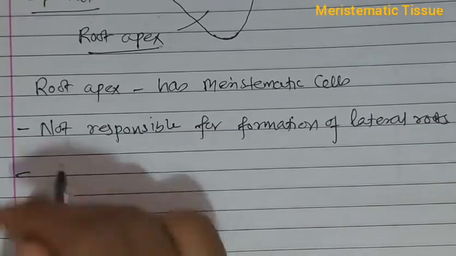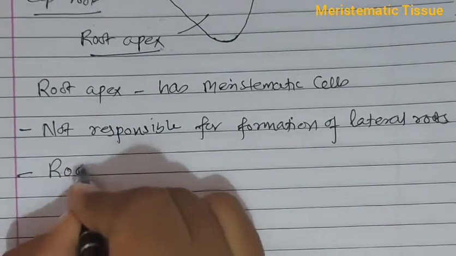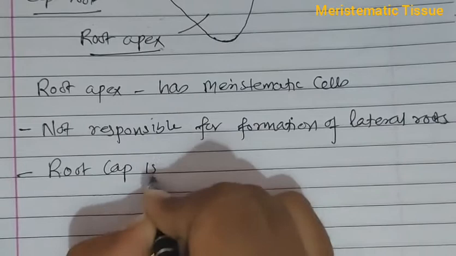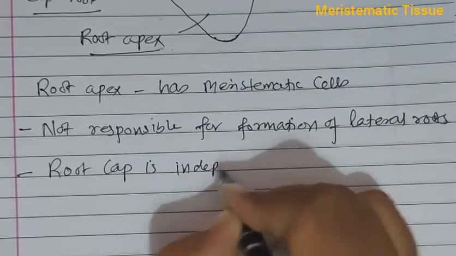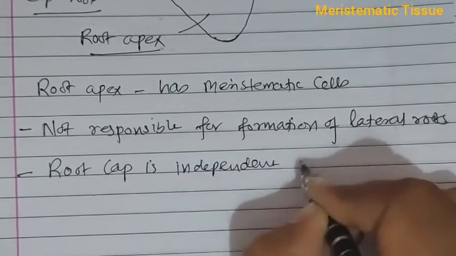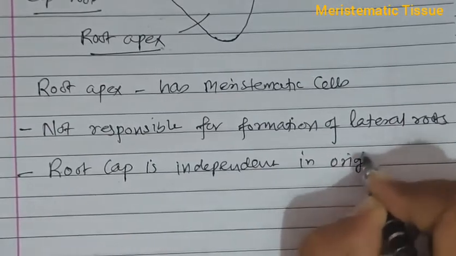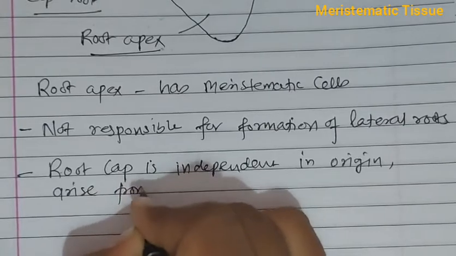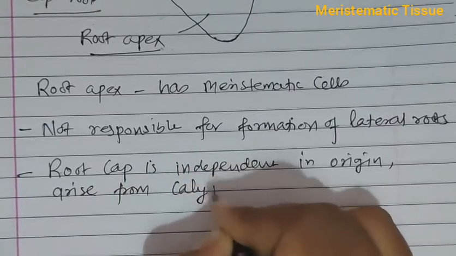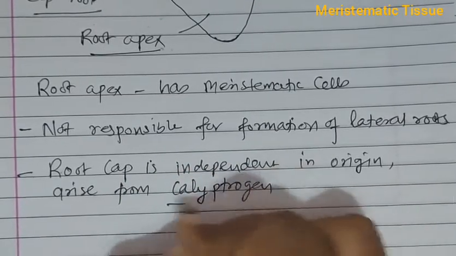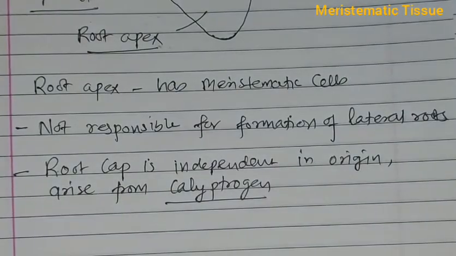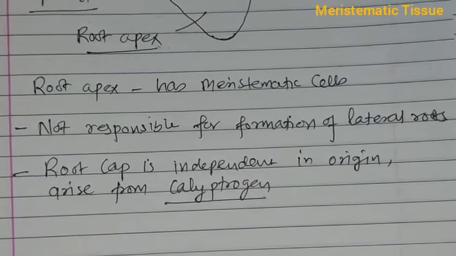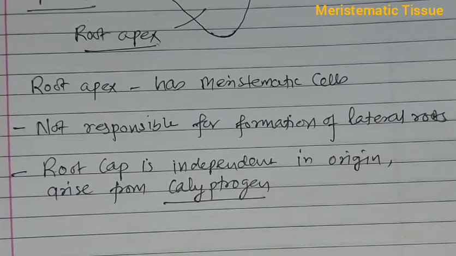Now the root cap is independent in origin, and it arises from the calyptrogen. So after studying root apex organization, now we talk about the theories regarding the root apex organization.